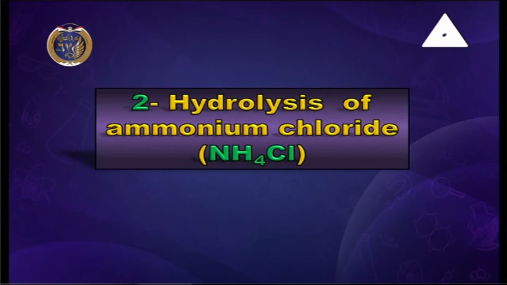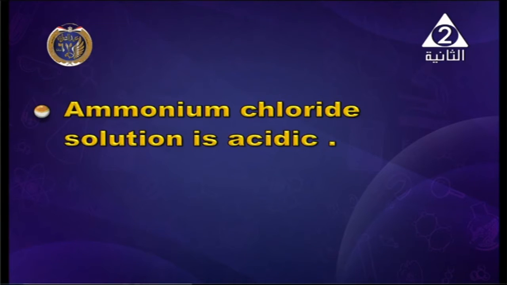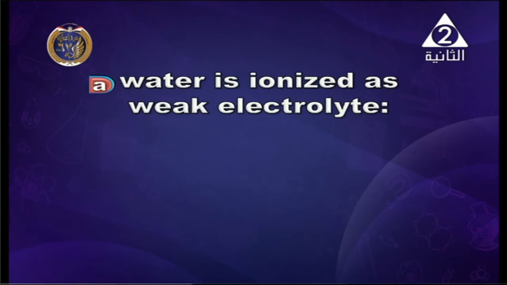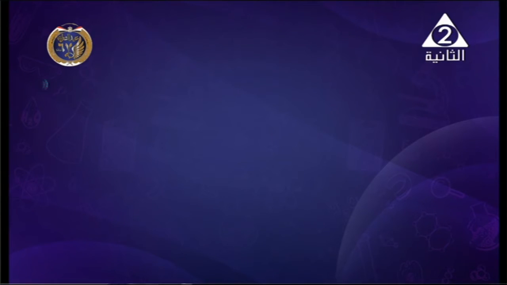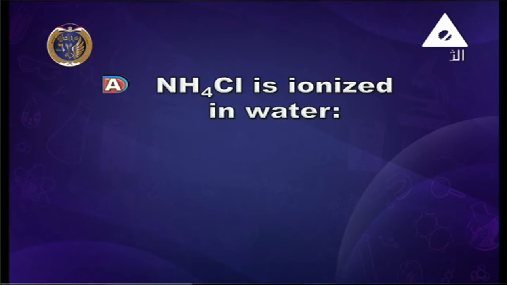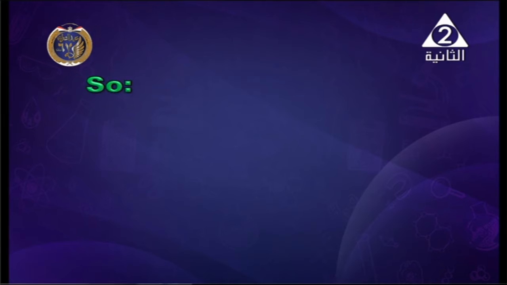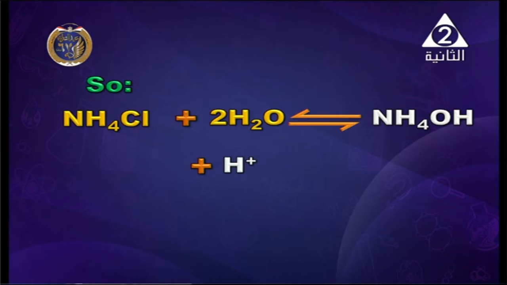Hydrolysis of ammonium chloride, and we have to give the reason for this point. Here, ammonium chloride solution is acidic because ammonium chloride is ionized in water, giving strong acid hydrochloric acid and weak alkali ammonium hydroxide. Water is ionized as a weak electrolyte into hydrogen ion and hydroxide ion, and ammonium chloride is ionized into ammonium ion and chloride ion, so ammonium chloride plus water gives ammonium hydroxide and hydrogen ion and chloride ion.